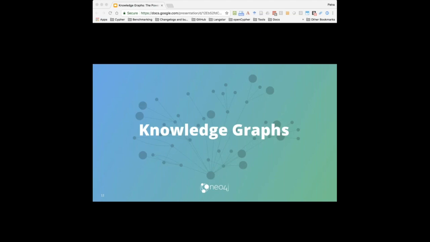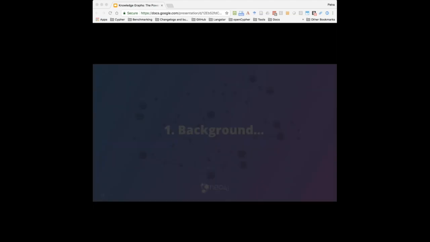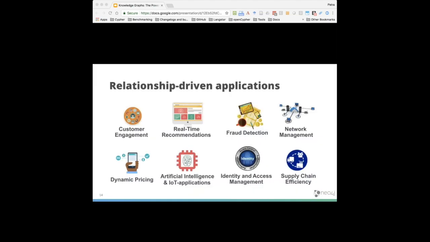So I'm now coming to the actual meat of the talk, and knowledge graphs. First I'll set the scene a bit by talking about the background. A few slides back, as you may recall, I was showing you a few use cases, so I'll talk a little bit more about them. Here you see loads of things that most of you are probably aware of. They've been becoming more and more prevalent over the last few years.